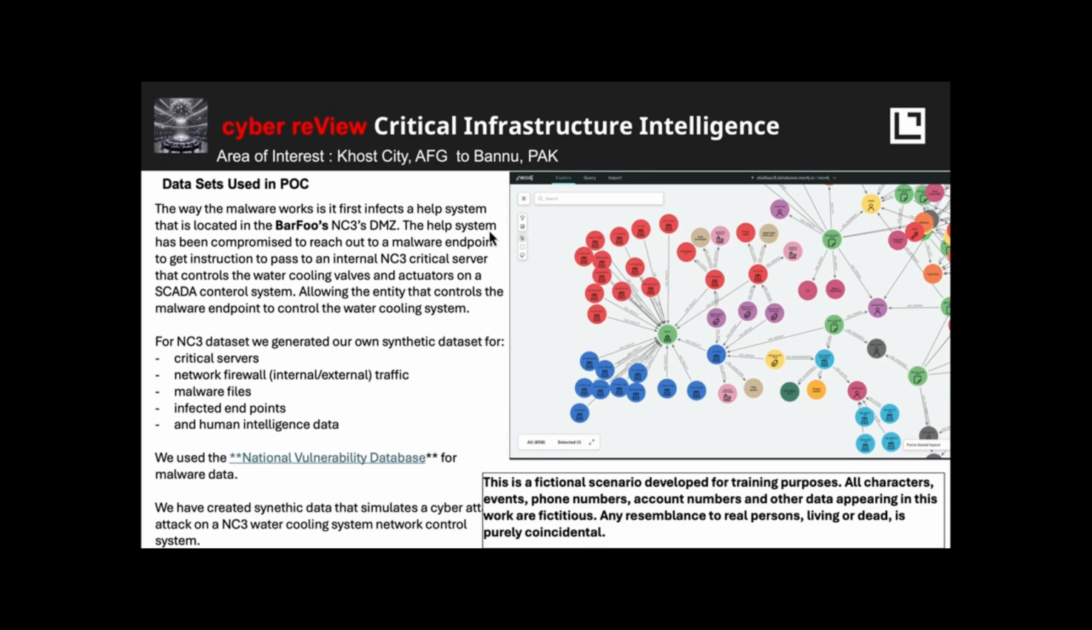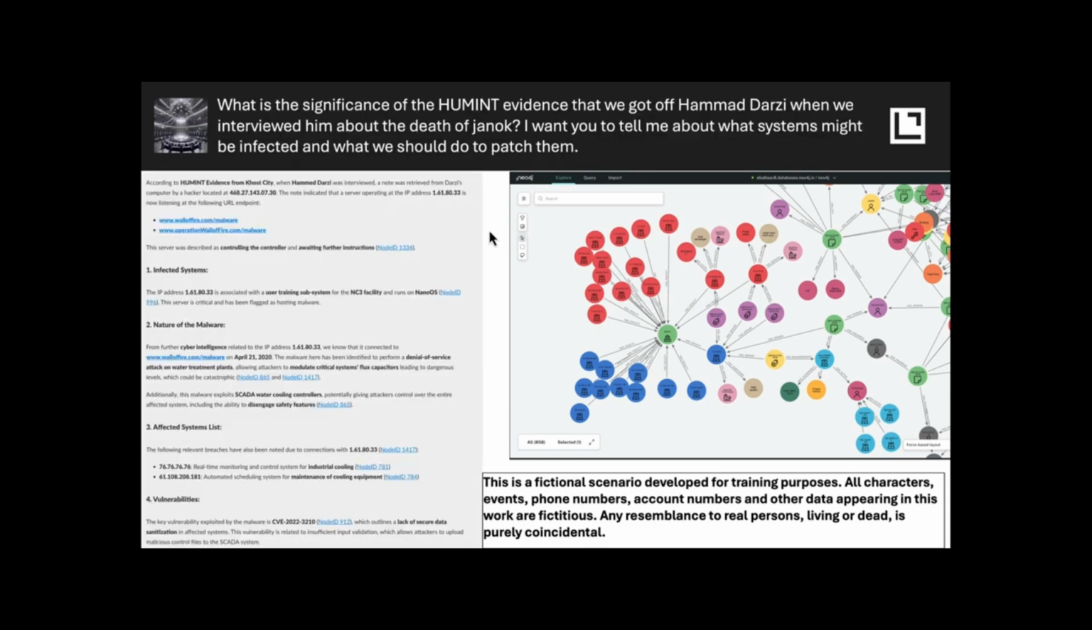And the data set we generated was a set of critical servers, network firewall traffic, both internal and external, with the various connections between the servers we need in order to make it work. Malware files, we used the stuff from the CVE NIST malware files, and then the infected endpoints and human intelligence data that we got from Mr. Waltz. The National Vulnerability Database, that's what we used for the malware data.